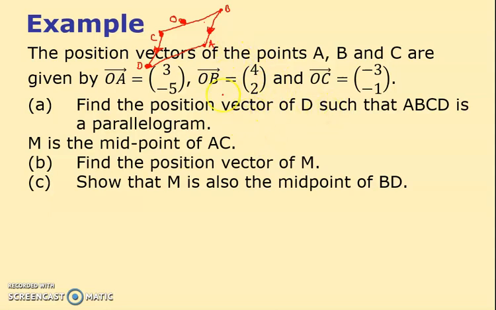It wants me to find this position vector of D. Let's find BA first. Now, the way I've written that, you always change the order. It's A minus B.